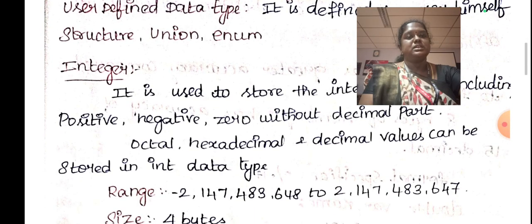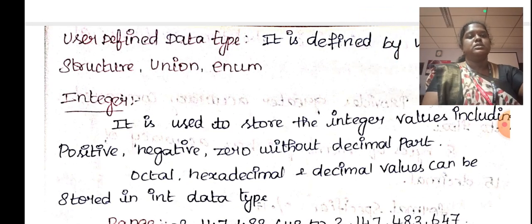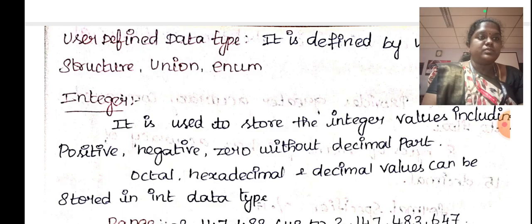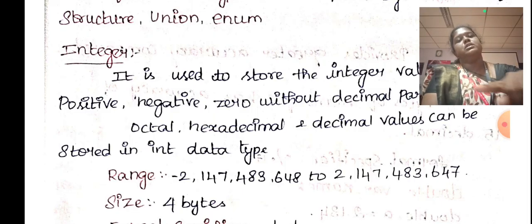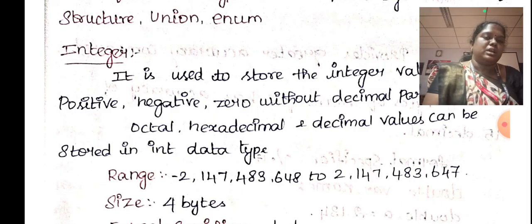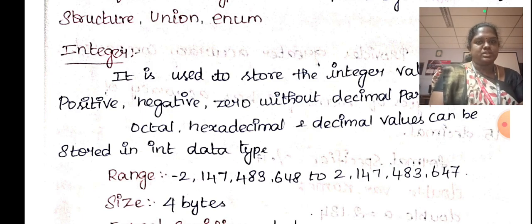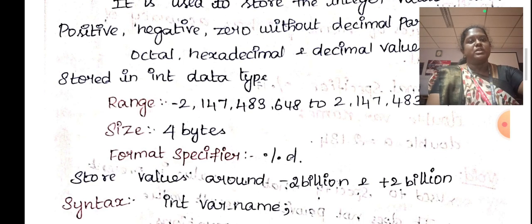Integer is used to store integer values including positive, negative, and 0, without a decimal part. Octal, hexadecimal, and decimal values can be stored in the int data type. Some of the ranges are shown here. It can have plus or minus values, but it does not contain decimal values. The size of an integer is 4 bytes, and the format specifier is %d.